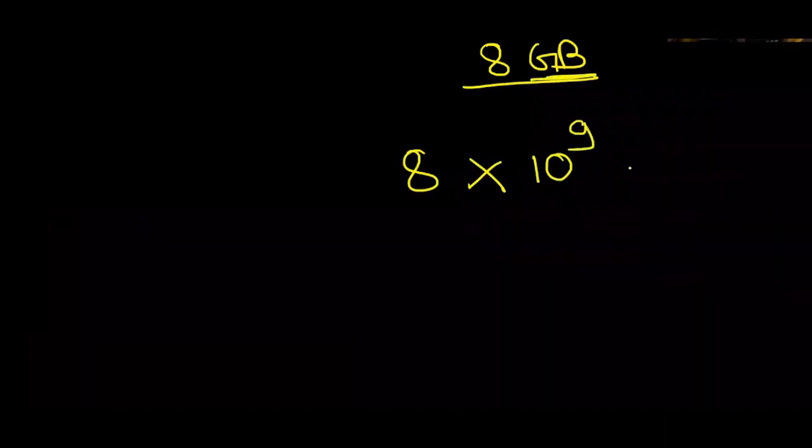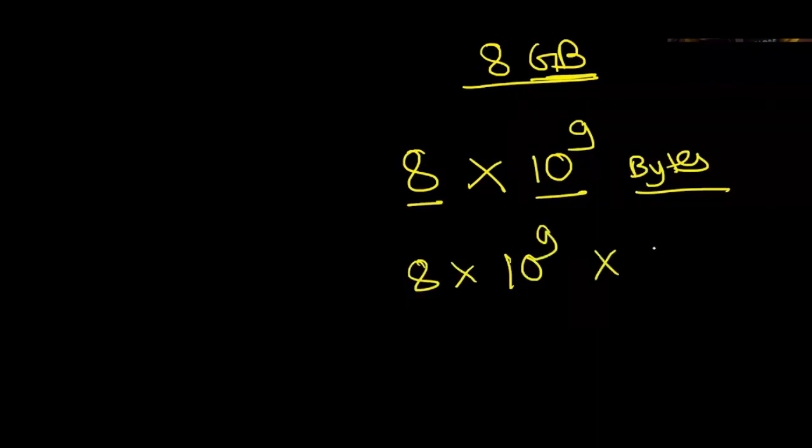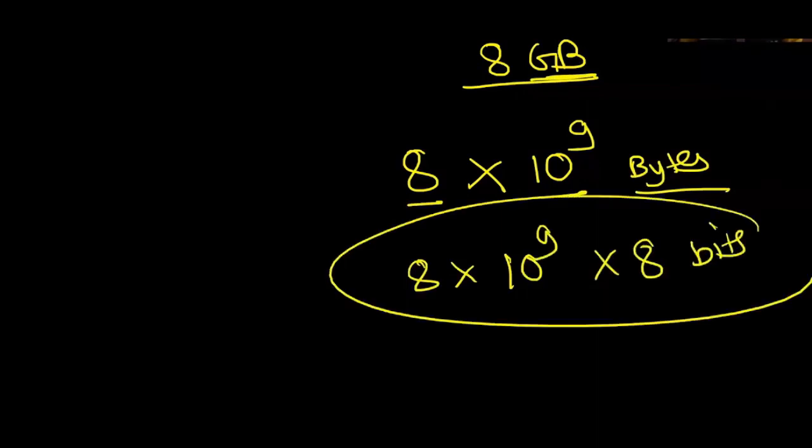So 1 gigabyte is 10 to the power 9 bytes. Okay. So 8 gigabytes is 8 into 10 raised to the power 9 bytes. And 1 byte is 8 bits. So it is nothing but 8 into 10 to the power 9 into 8 bits. So this much amount of data you can store in 8 GB.